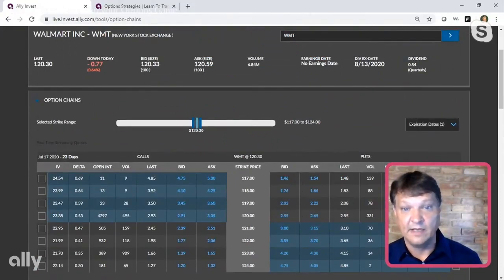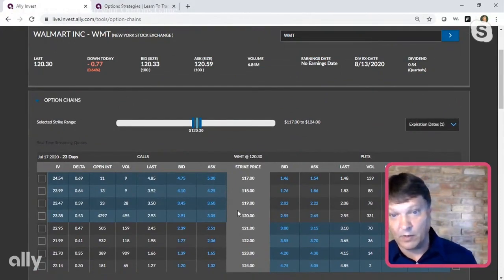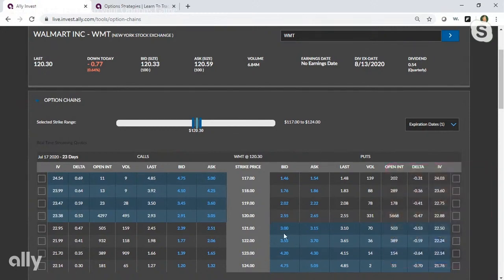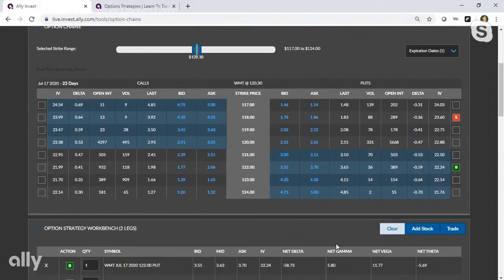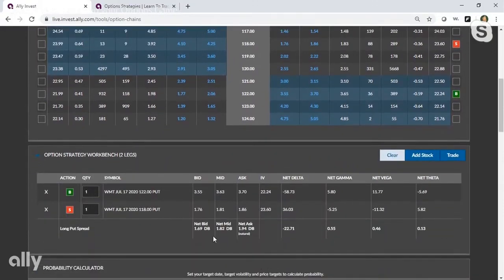All right, now, can I do this with puts? Yeah, you definitely can. On the options world, if we go over to the other side, we'll just start with the 4-point wide. This would be a long put spread. I'm going to go 2 points in the money. You'll note that that's highlighted. We're going to be buying at 122, and we're going to be selling at 118. That would be the 4-point wide spread. We're going 2 points in the money, 2 points out of the money approximately, and that's trading for 182 overall.